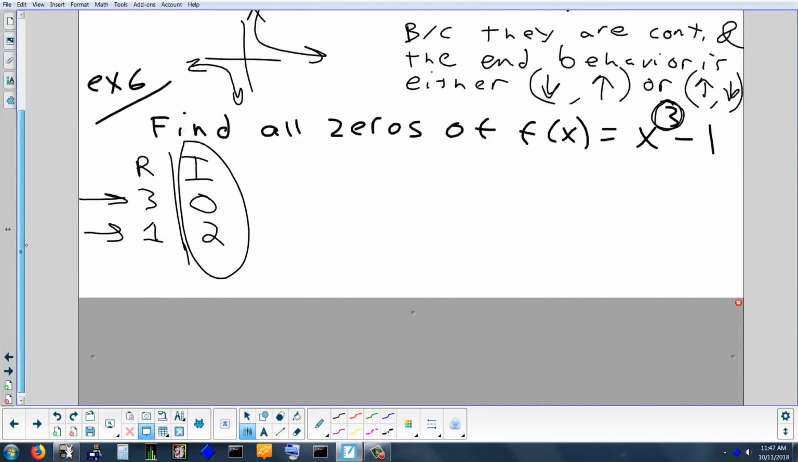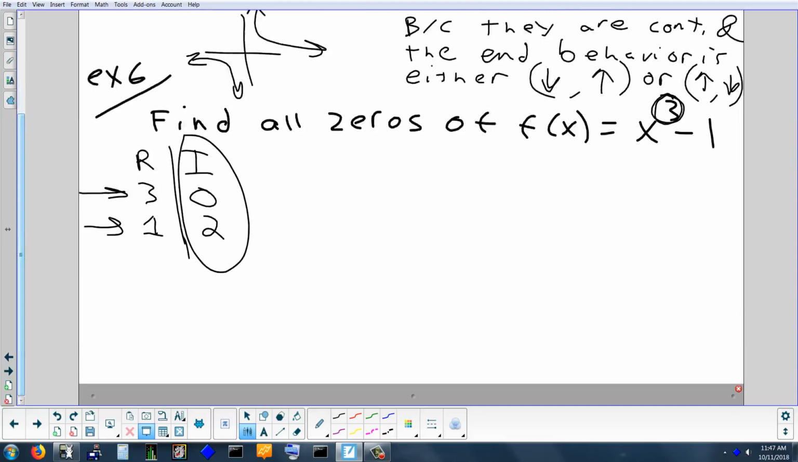We got x cubed minus 1. In order to find the roots, the first thing we have to do is turn this into a quadratic. How do you turn it into a quadratic? You find a root using the rational root theorem, divide through by it, and then your quotient will be a quadratic.